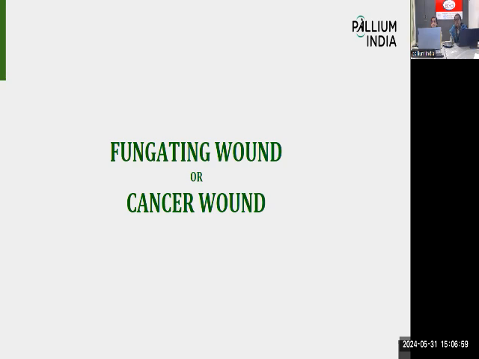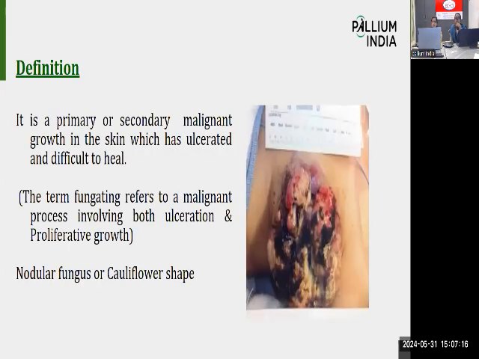Other differences are also there, because the pressure sore is because of continuous pressure. The other is because of the cancer cells. So one important thing, this is preventable and curable, but this wound is not curable. So coming to the definition, it is a primary or secondary malignant growth in skin which has ulcerated and is difficult to heal. You can see this picture.